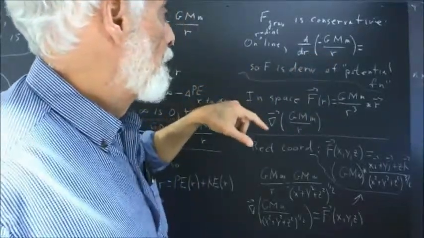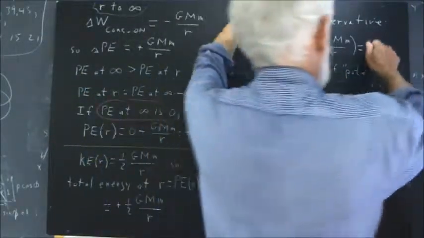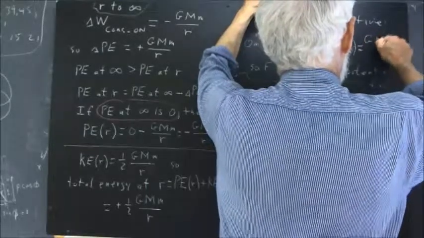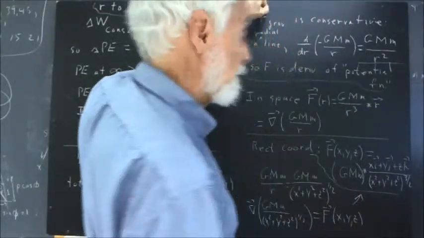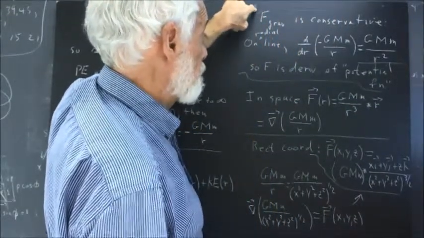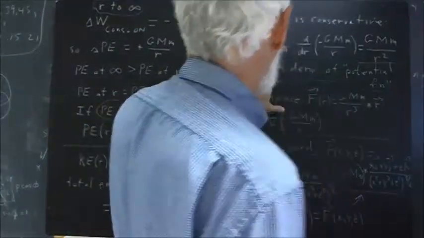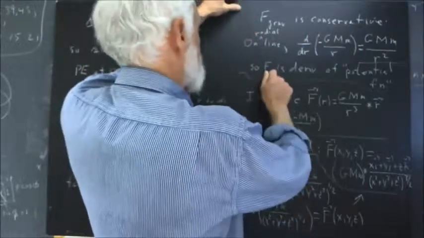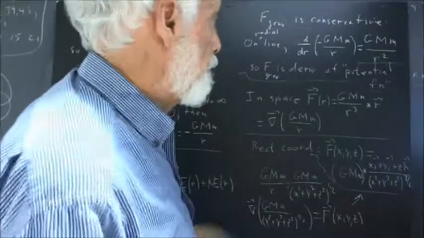What do we get? Well, the derivative of 1 over r is negative 1 over r squared. This is going to give us big G, big M, little m over r squared. What's that? Well, that's our gravitational force. So we've shown that the gravitational force is the derivative of this function. So gravitational force, we'll put a graph on there, is the derivative of this potential function.